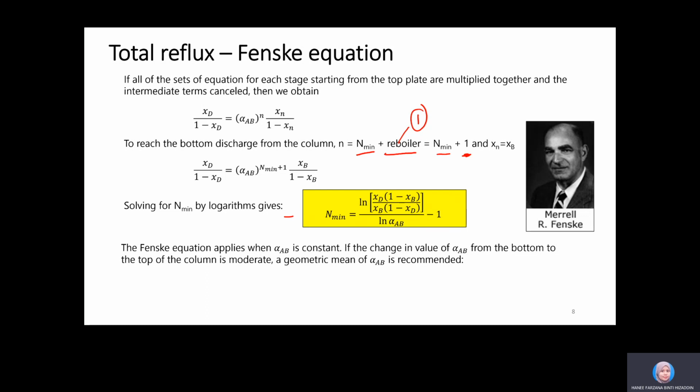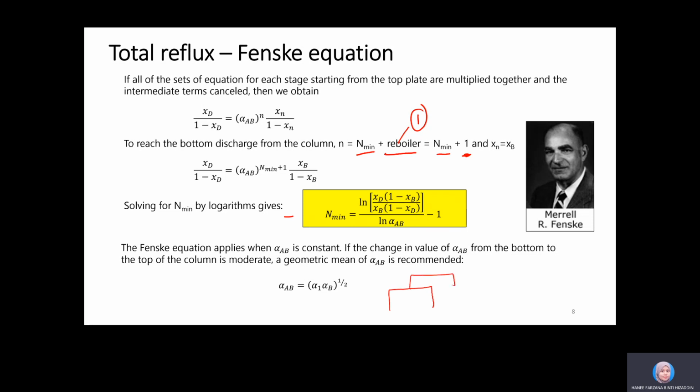If there is a change in the value of alpha AB from the bottom to the top of the column, and the change is moderate, we can use a geometric mean of the alpha AB. So how do we get the geometric mean of the alpha AB? Here, alpha AB geometric mean is the square root of alpha 1 times alpha B. This alpha 1 is the alpha at the top of the column.